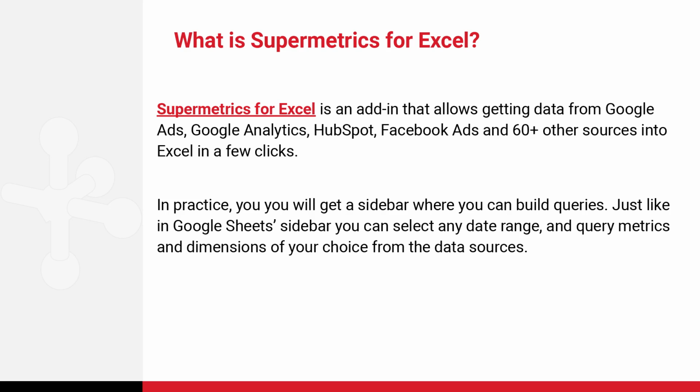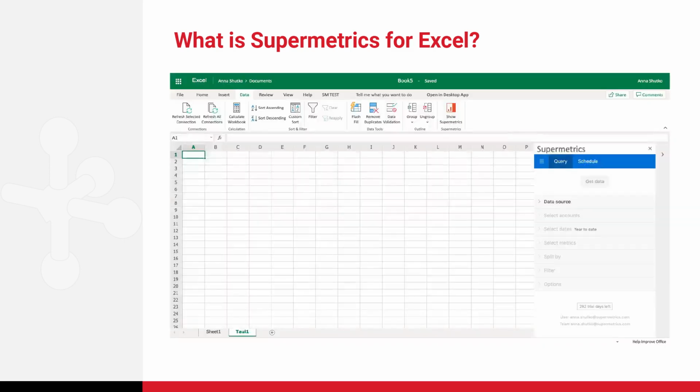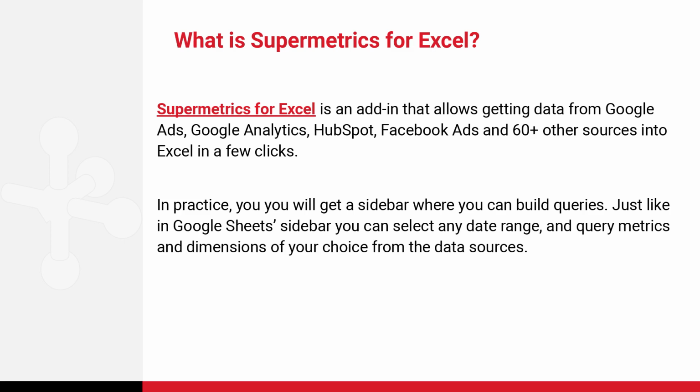First of all, what is Supermetrics for Excel? Supermetrics for Excel is an add-in that allows getting data from Google Ads, Google Analytics, HubSpot, Facebook Ads, and 60 more other data sources into Excel in a few clicks. In practice, you will get a sidebar where you can build queries. Just like in Google Sheets sidebar, you can select any date range and query metrics and dimensions of your choice from the chosen data sources.